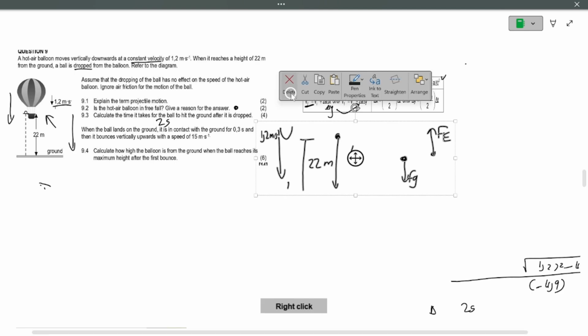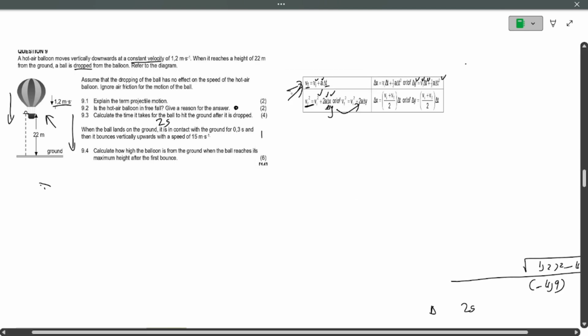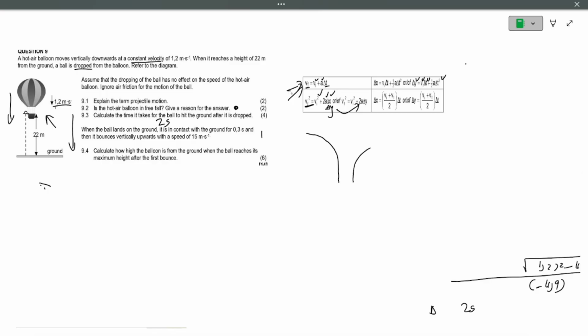So let's just draw the motion here. So the motion is like this. The ball is thrown, and when the ball is thrown, it goes up. So it is thrown here from a 22-meter high place, and then it is in contact with the ground for 0.3 seconds, and then it leaves up with a velocity of 15 meters per second.